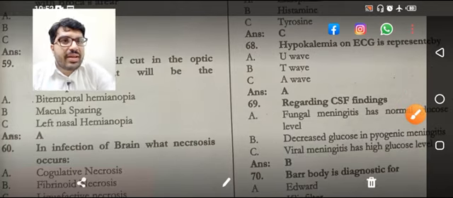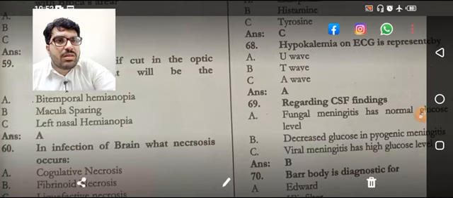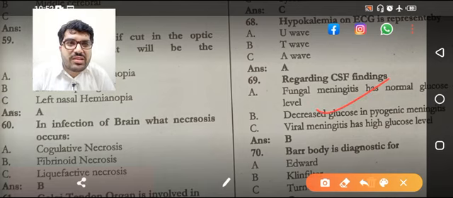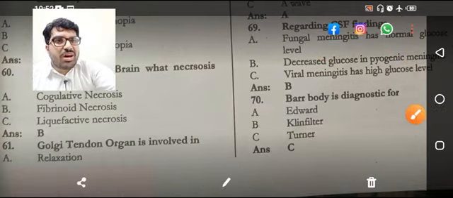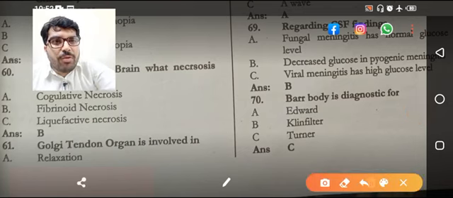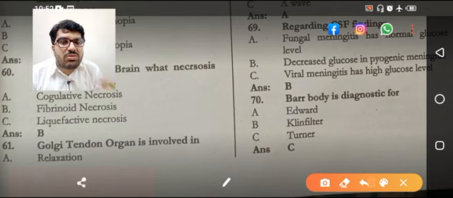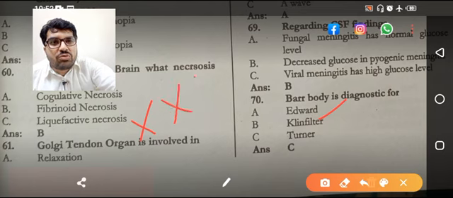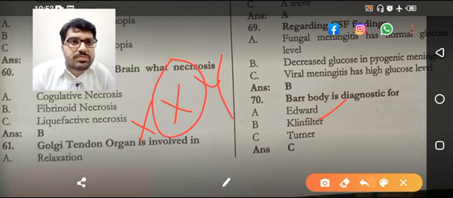Regarding CSF findings, decreased glucose in pyogenic, yes. In bacterial meningitis, glucose is decreased. Now the presence of a Barr body is diagnostic for... if there is a single Barr body, then the answer is Klinefelter, because XXY, you are having an extra chromosome.